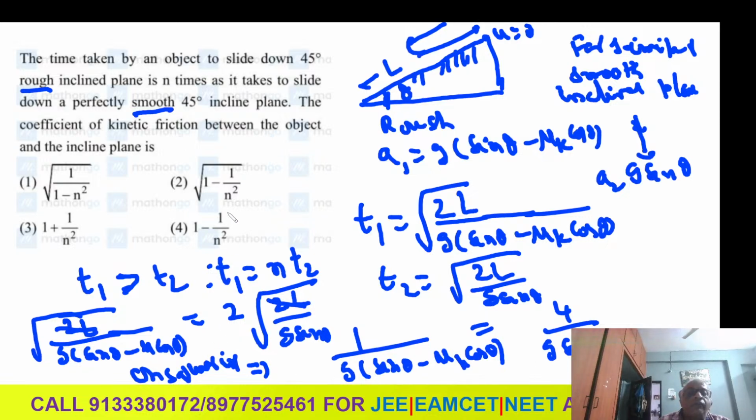Here he told n times, sorry, not 2 times, n times. So in nothing but n square, it will become n square, not 2 times n square. The value of n can be anything greater than 1, 2, 3, 4, anything.